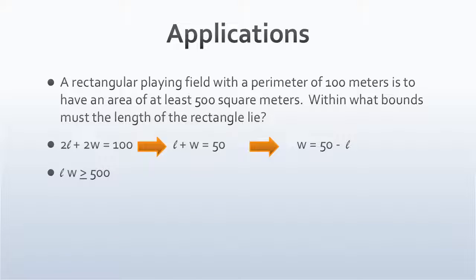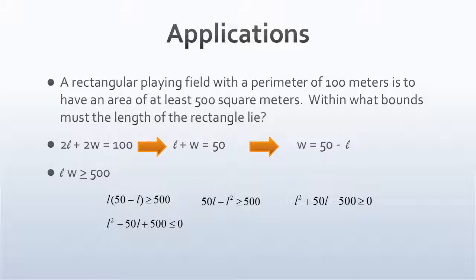We also know that the area has to be at least 500 square meters. So length times width, which is the area of a rectangle, has to be greater than or equal to 500. So we're going to substitute 50 minus L in place of width in this inequality. And we get 50L minus L squared is greater than or equal to 500. Negative L squared plus 50L minus 500 is greater than or equal to 0.